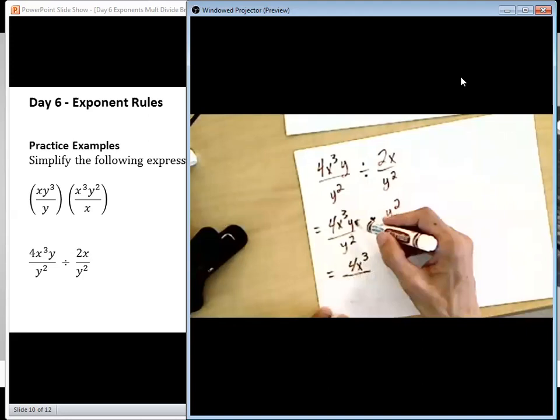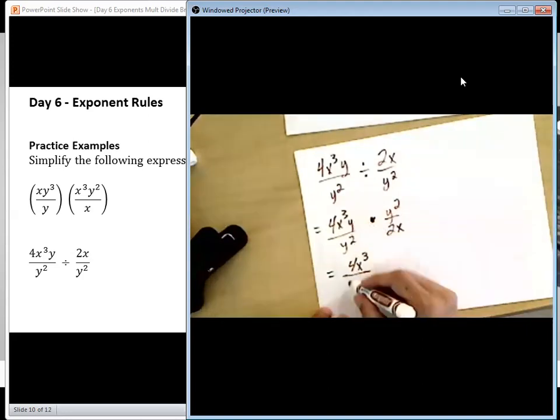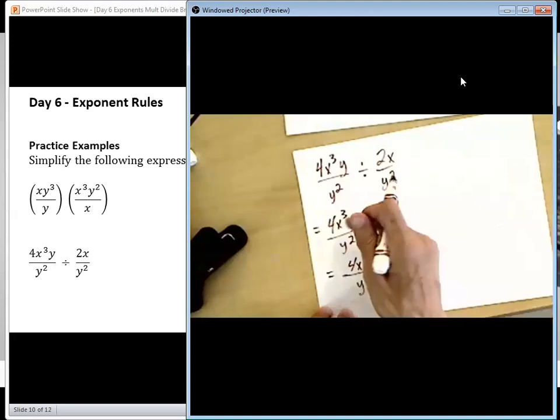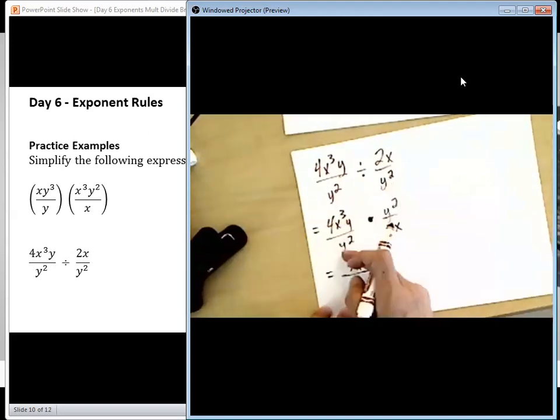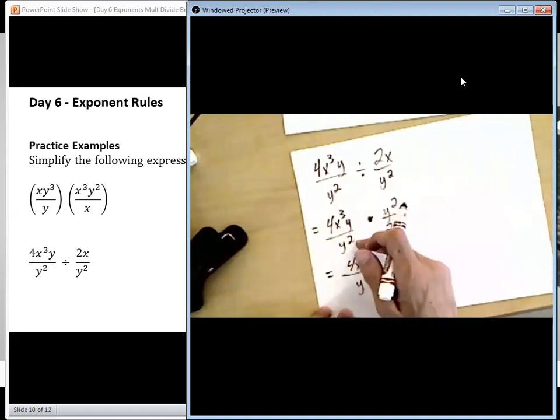This y is going to cancel with one of those. So it'll be left with over y, like that. Do we need to show you? Remember, this is 1y here. This is 2 y's side by side. One of them will cancel out. One will be left on the bottom.